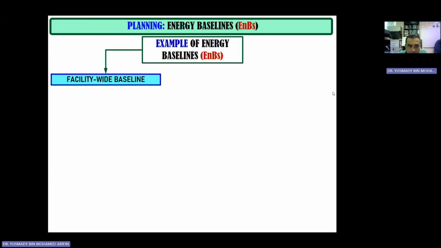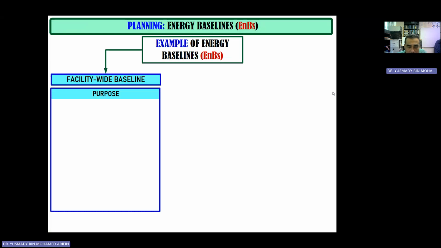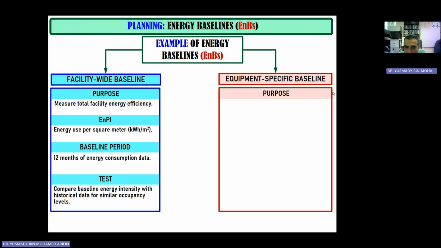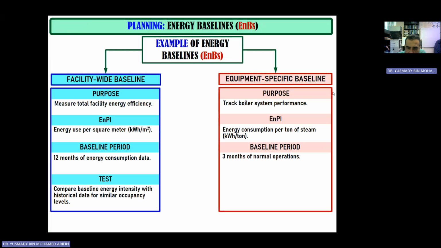So example for the energy baseline, based on the facility-wide baseline. Purpose: measure total facility energy efficiency. ENPI: energy used per square meter, kilowatt hours per meter squared. Baseline period: 12 months of energy consumption data. Test: compare baseline energy intensity with historical data for similar occupancy level. Equipment specific baseline. Purpose: track boiler system performance, for example. ENPI: energy consumption per ton of steam, kilowatt hours per ton. Baseline period: 3 months of normal operation. Test: validate against historical efficiency data for similar steam demand. So these are the examples of energy baseline for the facility and also for the equipment.